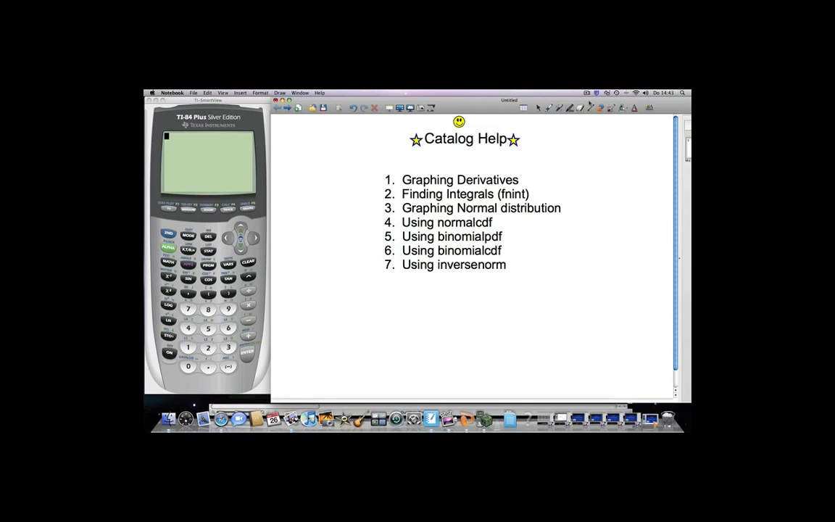Catalog help. It's a necessary program application for taking the IB exam, I would say, right? Yeah, we've got so much information in your brain, and sometimes you just need a little help along the way.